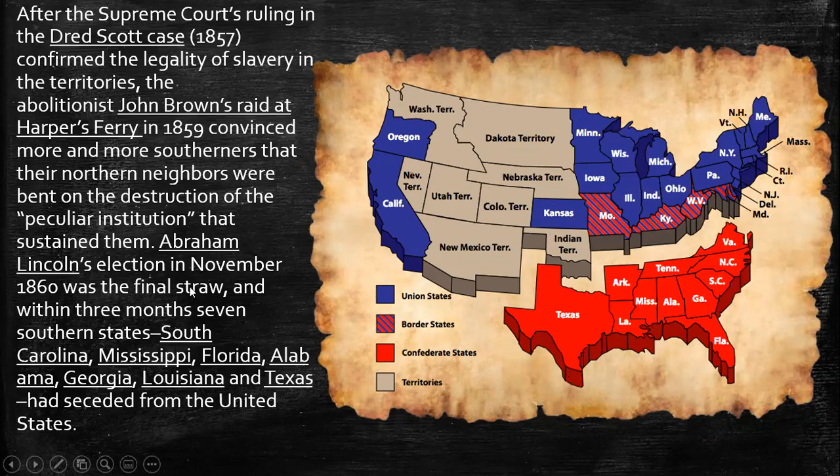Abraham Lincoln's election in November 1860 was the final straw. And within 3 months, 7 southern states, South Carolina, Mississippi, Florida, Alabama, Georgia, Louisiana, and Texas, seceded. So see how it's separated? That means seceded. They separated from us. So these became their own place. They became the Confederacy, separate from the United States. And that's the rest of the United States they separated from, seceded.